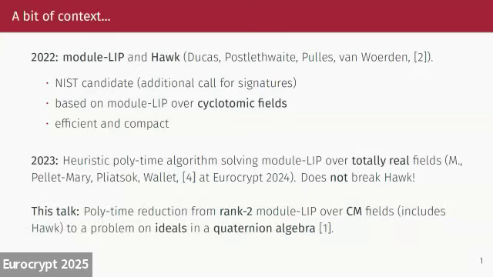So in this talk, we focus on the case of cyclotomic fields, or more generally, the case of CM fields. And we prove a polynomial time reduction for rank 2 module LIP, as in Hawk, to some problem on ideals in a quaternion algebra. So morally, the idea is to go from a problem on rank 2 modules over a field K to a problem on rank 1 modules, ideals, in some quadratic extension of the field. So in this case, a quaternion algebra.